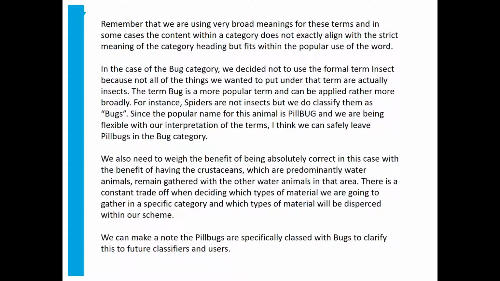And I was just pointing out that instead of using insect or other technically correct terms, we had landed on bug as a category because it is a popular term and it is a broad term and it works well for browsing. And because the popular term for pill bug is bug, and because most people would expect to find it in our bug classification, that is where we were going to put it.